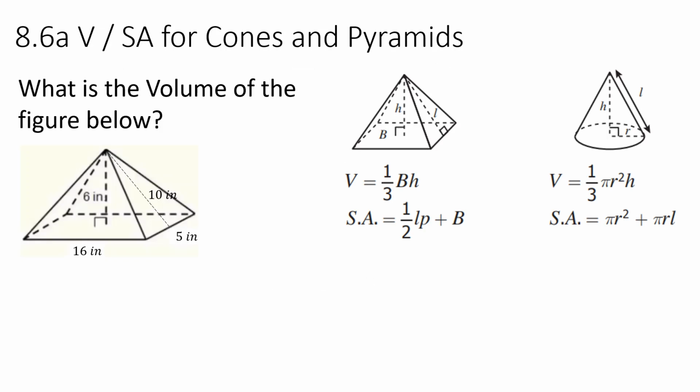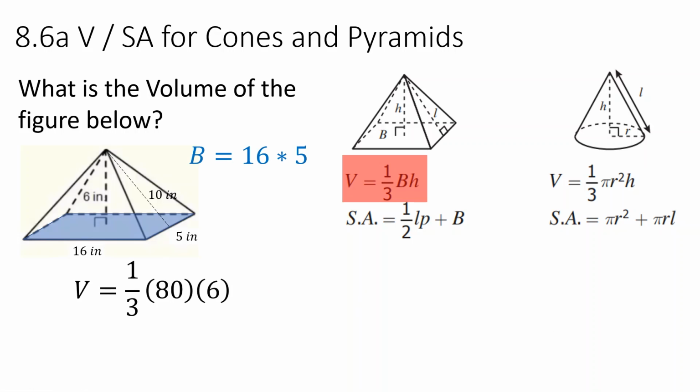All right. So volume or surface area for cones and pyramids. What's the volume of the figure below? So they've given us a few different measurements. And if we're doing volume for a pyramid, we're going to use this formula. Big B is the area of the base face. 16 by 5. And we're just going to figure out big B and then plug it in. 1/3 of 80 times 6. You could say 1/3 of 6 is 2 and then times 80, or you can just plug it into Desmos and you get the answer. We're going to move on.